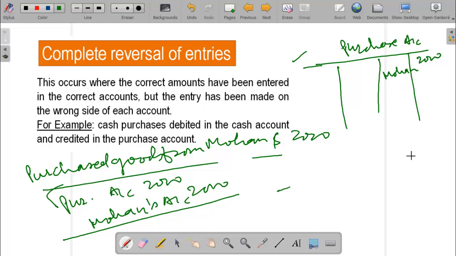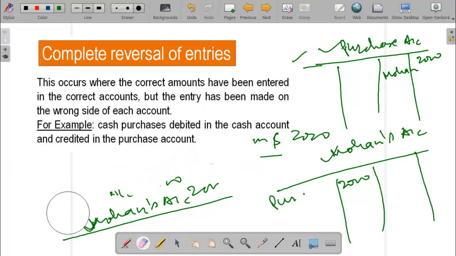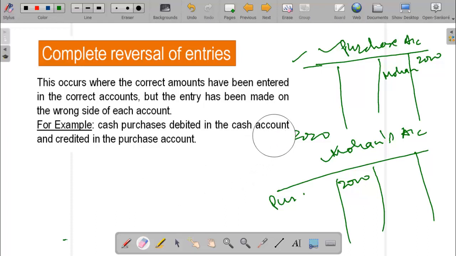And see in Mohan's account what I did. According to the entry, I should have credited Mohan's account. Because Mohan's account is credited, I should make the posting on the credit side. But I made the posting on the debit side. I wrote here purchase 2,000. Accounts are correct, the amount is also correct, but the side I have taken is wrong. Now see the effect on the trial balance.